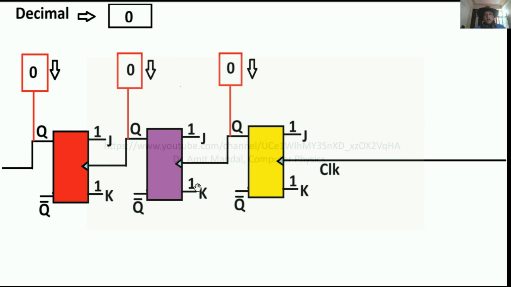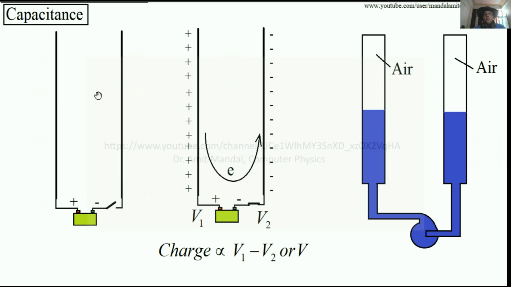This is a diagram of an asynchronous counter. In case you have not checked out my asynchronous counter video, the link is over here. It is clocked like this. You can see the clock is coming and the digits are changing, like this is the decimal. So a clock is a very short pulse of electrical signal which changes the value of Q and Q naught of the flip-flop. Now, what is capacitance?